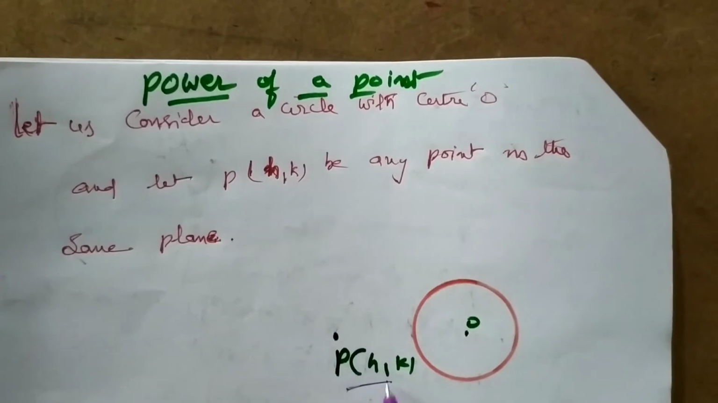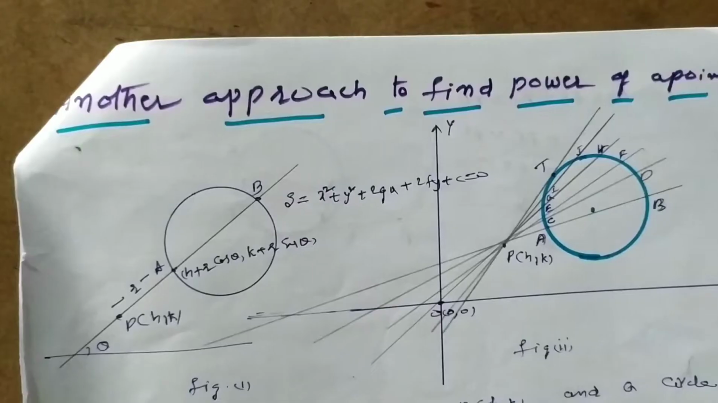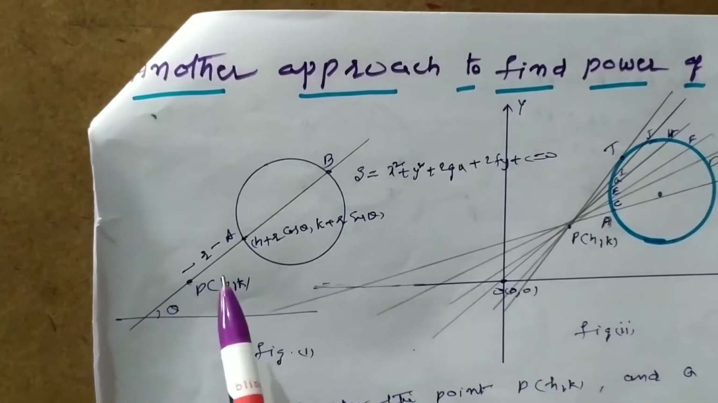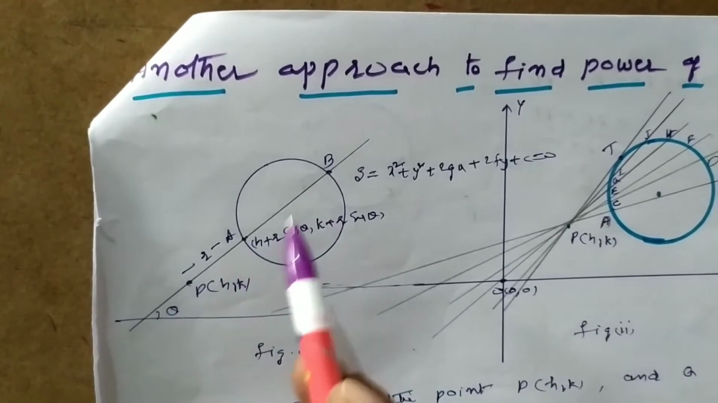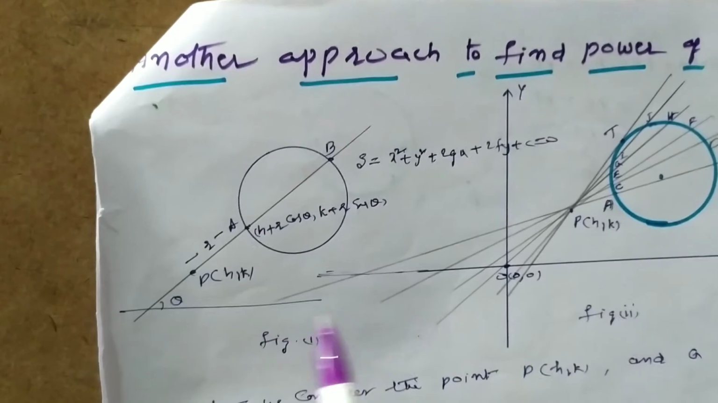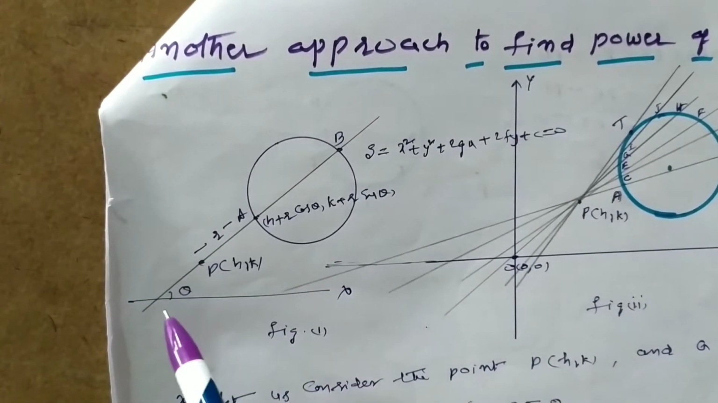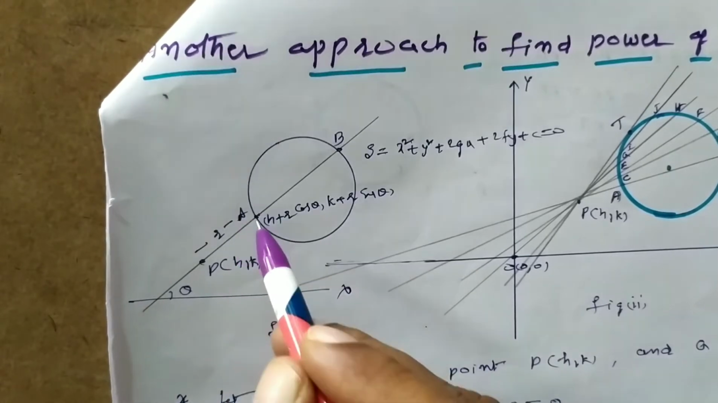Wherever you take the point, call it P (h, k). Then through the point P we can draw a straight line, as shown in the figure, which makes an angle theta with the positive direction of the x-axis. Suppose it meets the circle at points A and B.